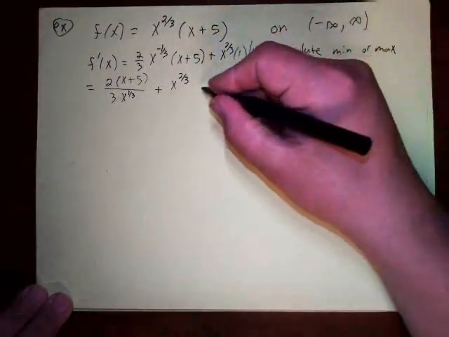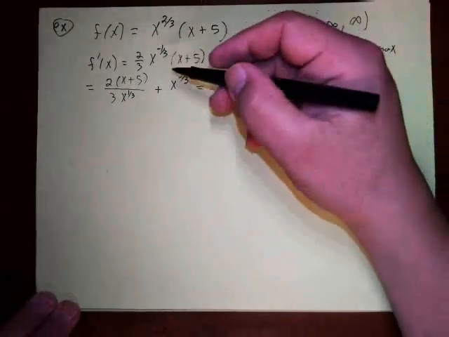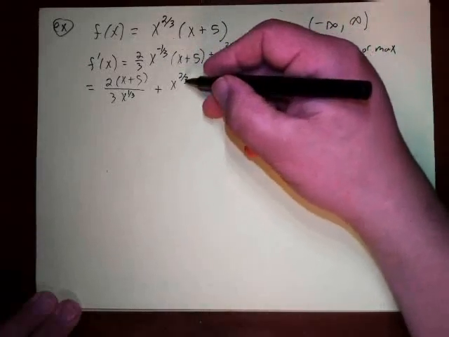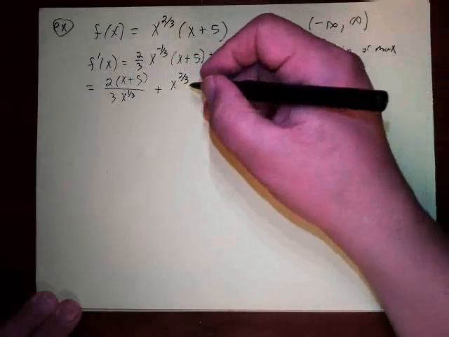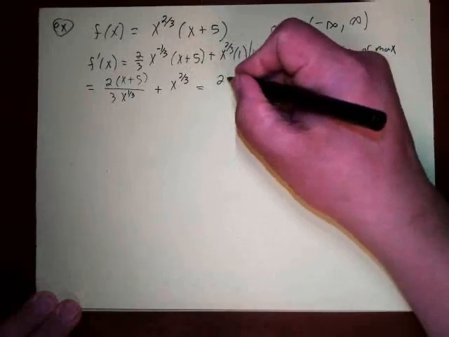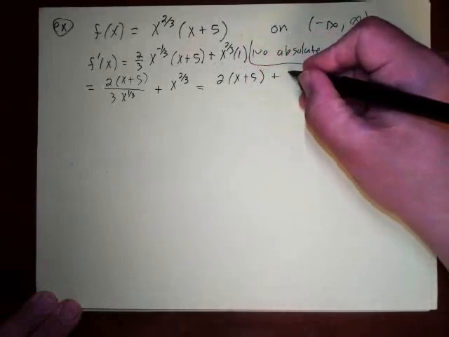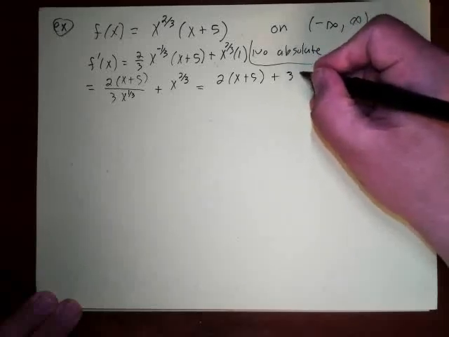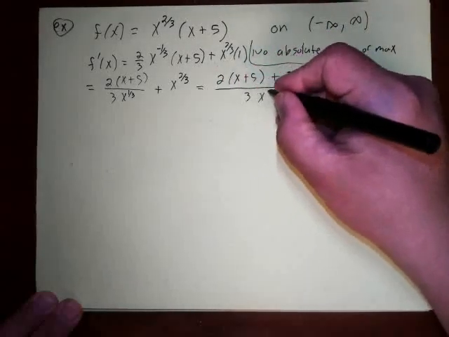Now what I want to do is combine these over a common denominator. When I do that, I'm going to multiply the top and bottom by x to the 1/3, and top and bottom by 3 times x to the 1/3. That's going to make this a complete x. So when I do this, I get this. This ends up just being 3x, like that, and then all of this is over 3x to the 1/3.